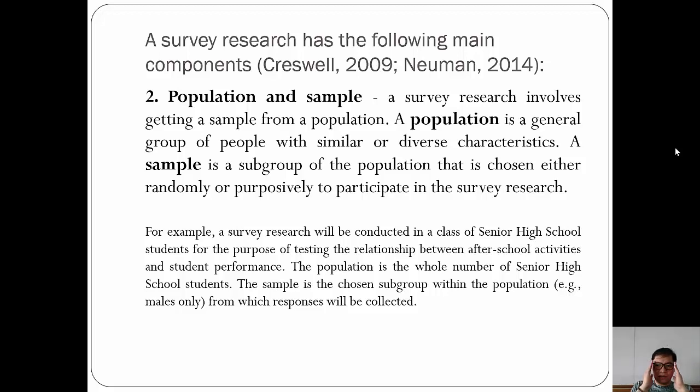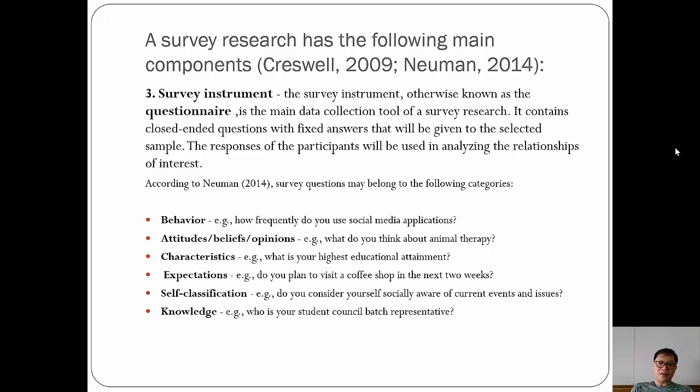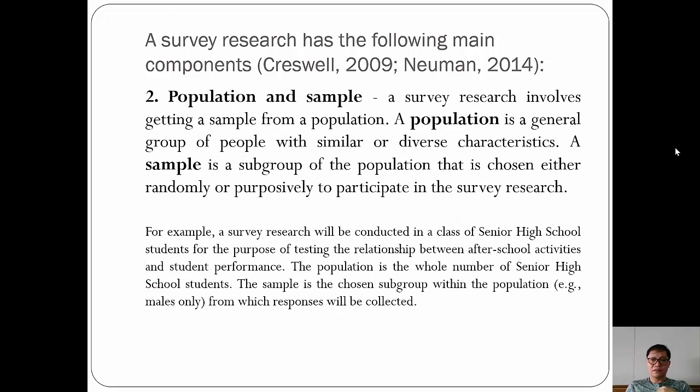Okay? So, your survey is about school activity and student performance. These are two variables. The population is the whole number of senior high school students, and the sample is a chosen subgroup within the population, like males only or females only, from which responses will be collected. Okay? So in this example, for the population in one high school, how many are male, how many are female. Okay? You can also consider age.